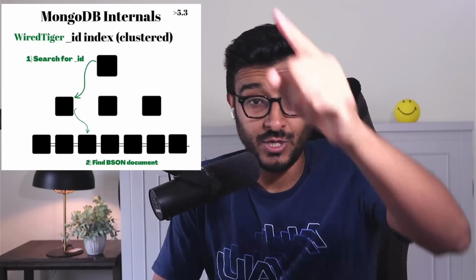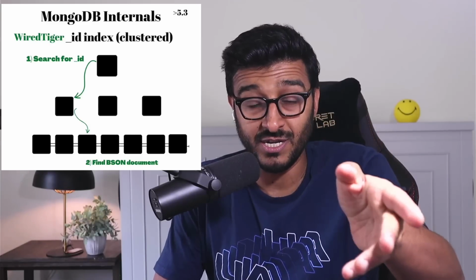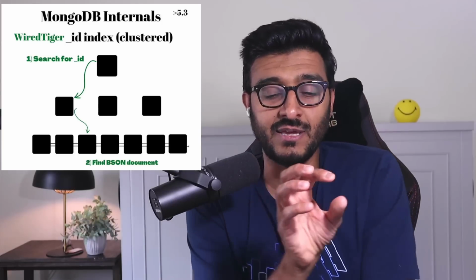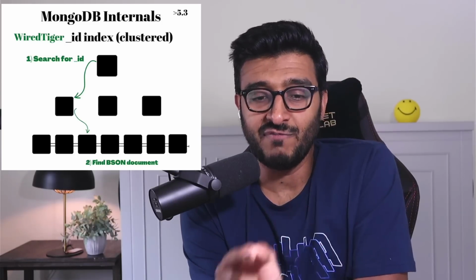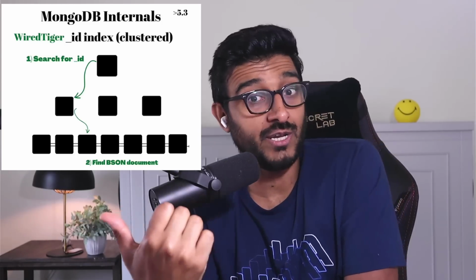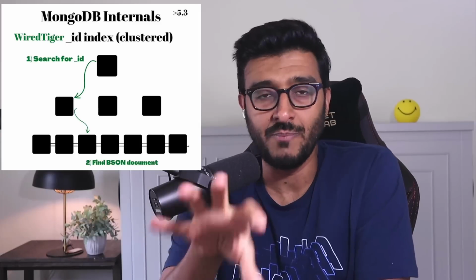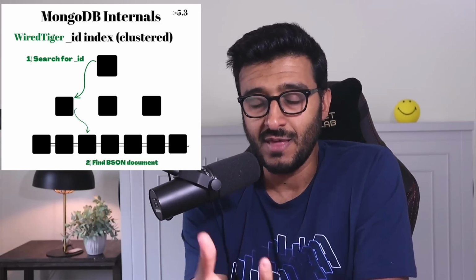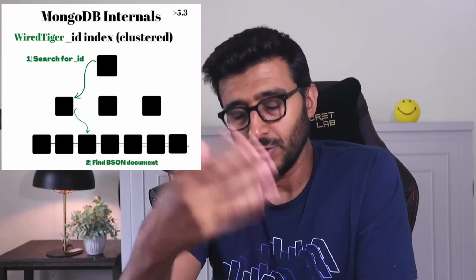So now when you do an ID lookup, you use the ID index, and then you immediately find the ID key, and the value now is not the record ID anymore. It's actually the whole document, the BSON document, right? And then you return it after you decompress it and do all that jazz. So that's what clustered collections is.